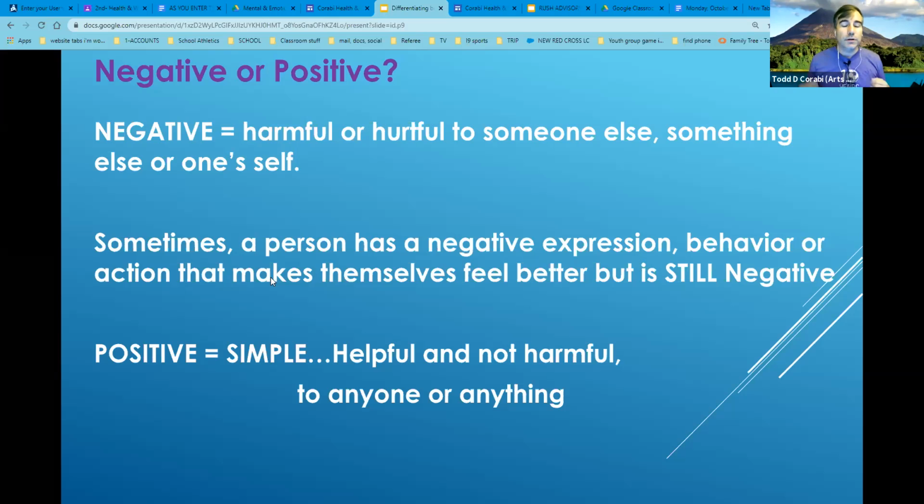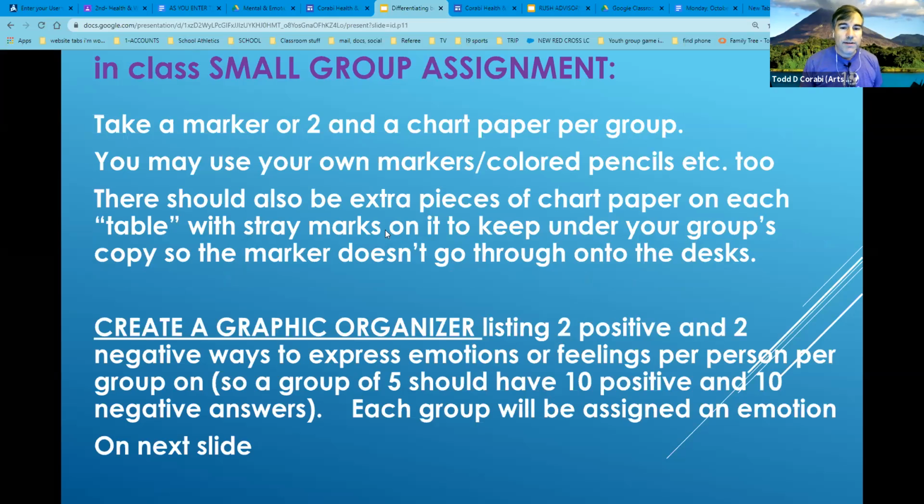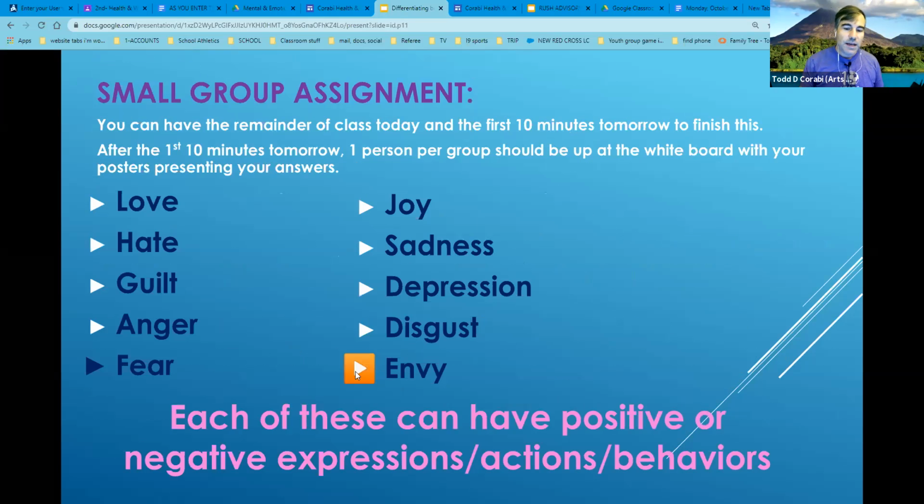All right, hopefully you're all back now. That was 30 seconds or less. So a positive is simple. It's helpful and it's not harmful to anyone or to anything. So you have a small group assignment, and we'll talk about those.